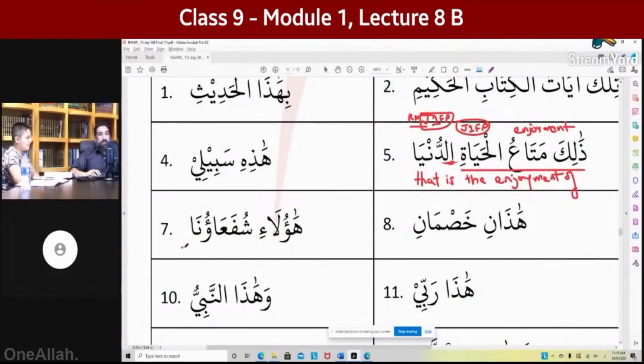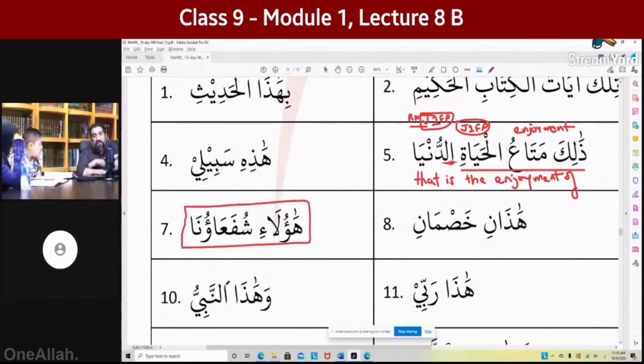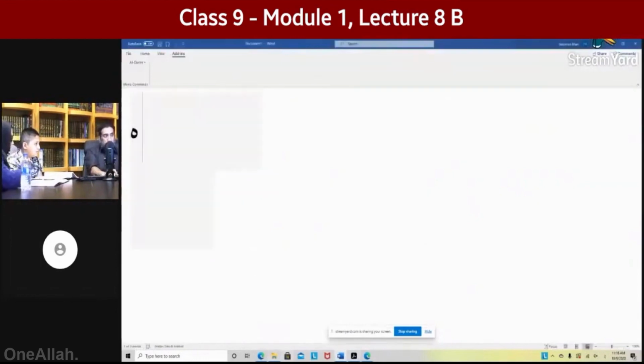هؤلاء شفعاؤنا. This will be the last one we do. And your homework is to finish the rest of these, by the way. So هؤلاء is a pointer. Shufa'a is a difficult word. It's a difficult English word.